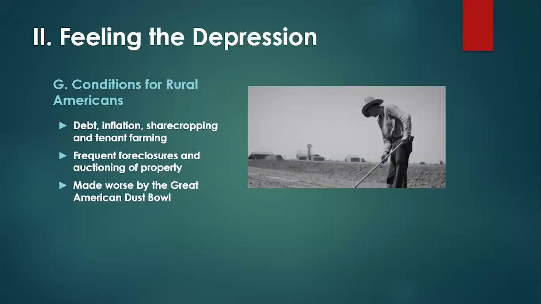Farmers were also facing their own struggles during the Great Depression, facing a great deal of debt and inflation. Many of them were still having to resort to things like sharecropping and tenant farming, especially as a lot of their property was being foreclosed on. And this was all made worse by an ecological tragedy known as the Great American Dust Bowl.